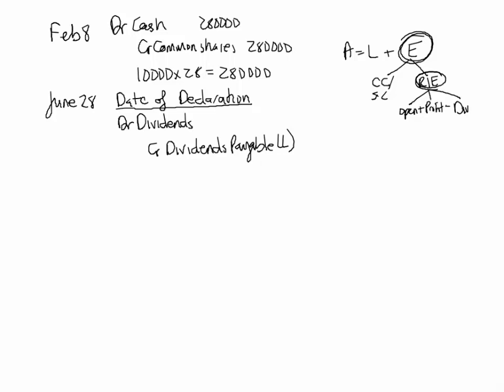Some textbooks call it cash dividends. Some companies call it cash dividends. Some call it dividends cash. Some call it common share dividends cash. The choice of account, I'm not too fussed about that in the final exam.